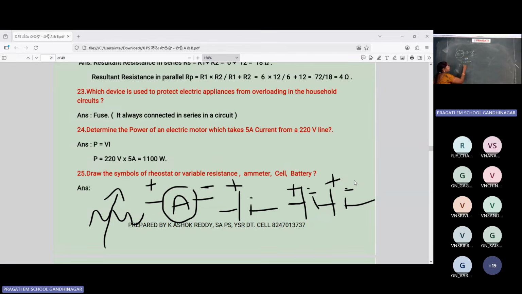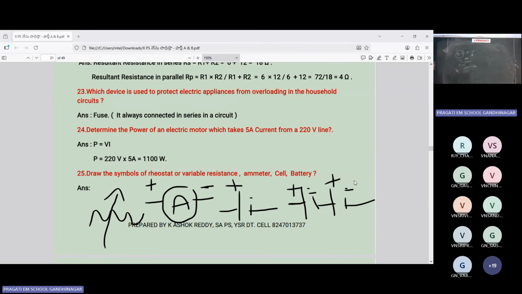So P is equal to VI. VI means obviously 220 into 5, that is equal to 1100 watt. Here in the electricity lesson, symbols also play a major role for 8 marks questions as well as 1 mark questions. Symbols for different electrical appliances and also units of the physical quantities in the electricity lesson.